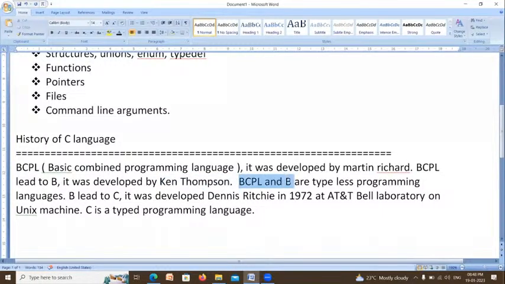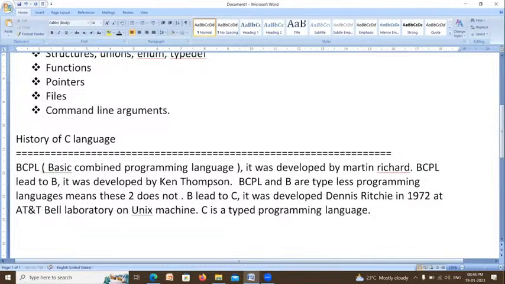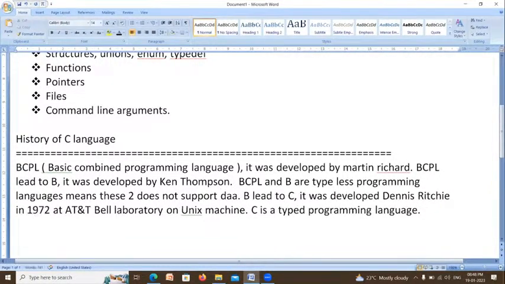Now BCPL and B, these two languages are called typeless programming languages, means they don't support data types. What is the meaning of this? Those two do not support data types.